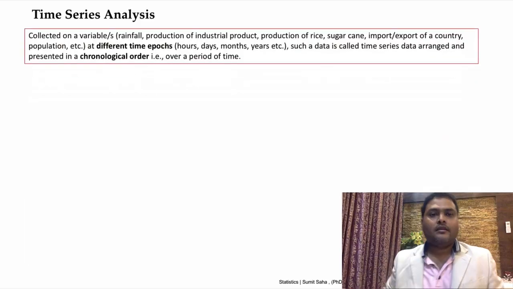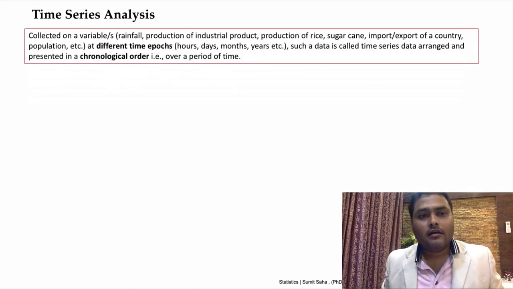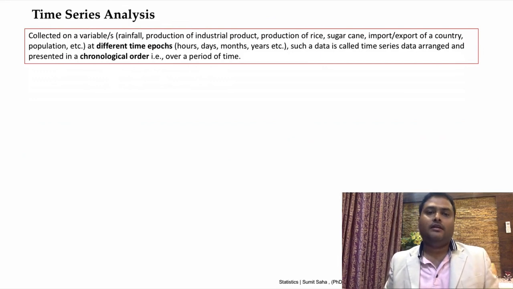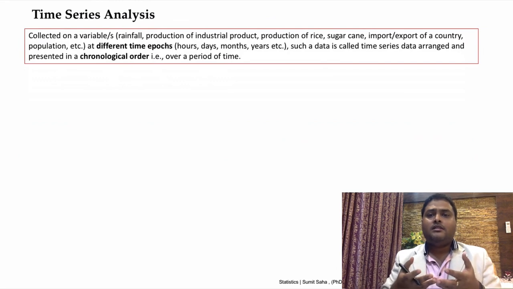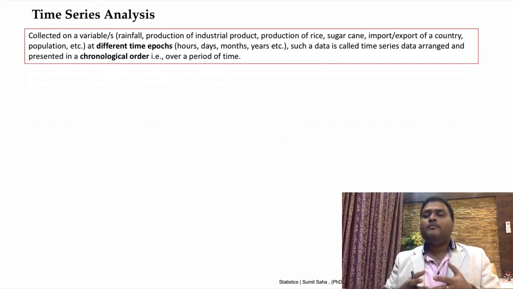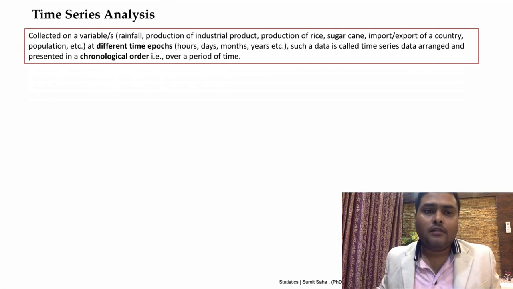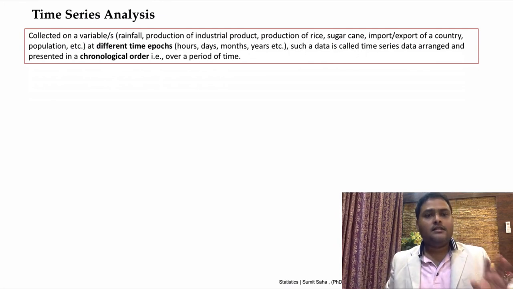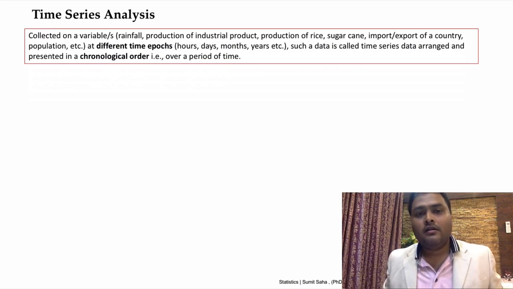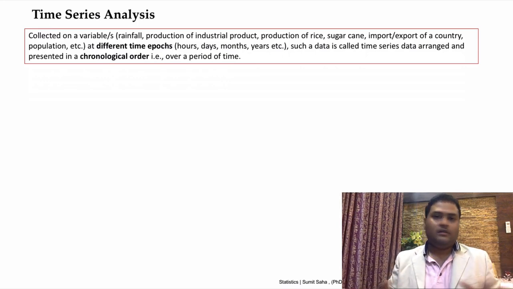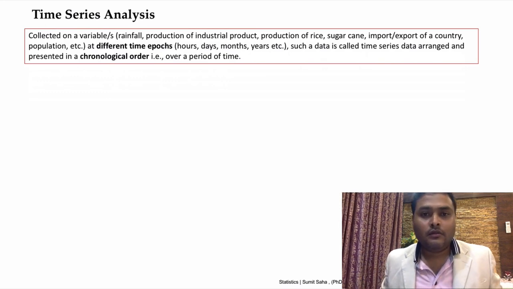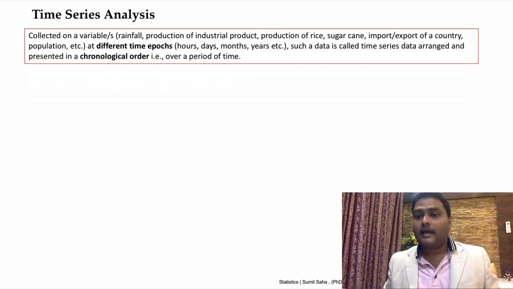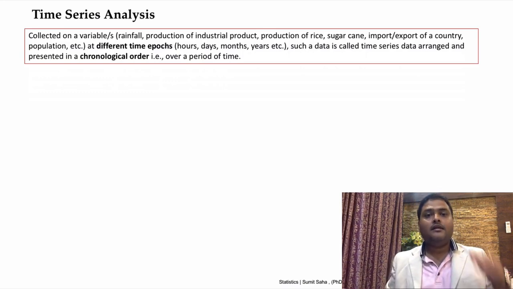Now, it is collected on a variable or variables. Variables are things like rainfall, production, demand of an industrial product, production of rice, sugarcane, import and export of the country, population, etc. So this is the data collected on the variable at different time epochs. That means hours, day, month, year, quarter. You are collecting that data over a period of time. Such data is called time series data, arranged and presented in chronological order.